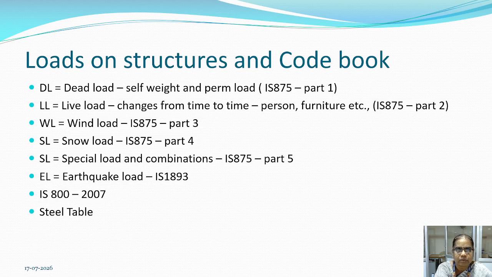Another, IS 875 Part 2 for live load, IS 875 Part 3 for wind load, IS 875 Part 4 for snow load, IS 875 Part 5 for special loads and combinations, IS 1893 for earthquake load, and IS 800:2000 for steel. These are the code books used for steel structures.